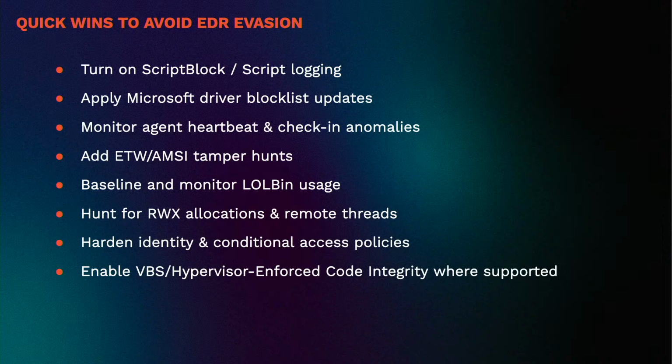The third last one is hunting for read, write, and execute allocations and remote threads. This is in the context of processes. You want to make sure that your EDR capability can monitor what the threads and processes are doing on the endpoints. Are they trying to do certain things in the context of other processes? This is something that a lot of EDR tools are doing, but just make sure that these capabilities are actually turned on as well.